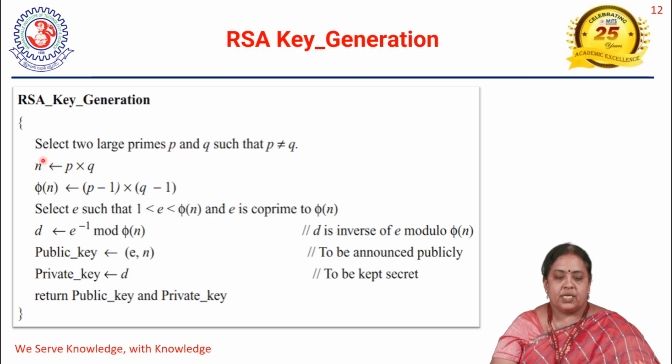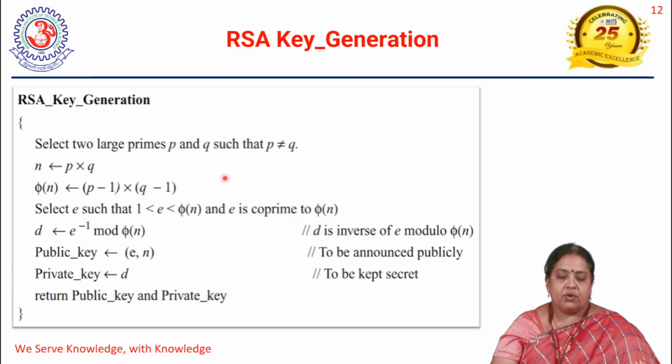Then we compute n equal to P into Q. Then we have to find phi of n, which is used to calculate the private key. So phi of n equals (P minus 1) into (Q minus 1). Okay, so we get phi of n. Then we have to select one integer e such that it lies between 1 and phi of n, and this e should be co-prime to phi of n. That is, e and phi of n are relatively prime.